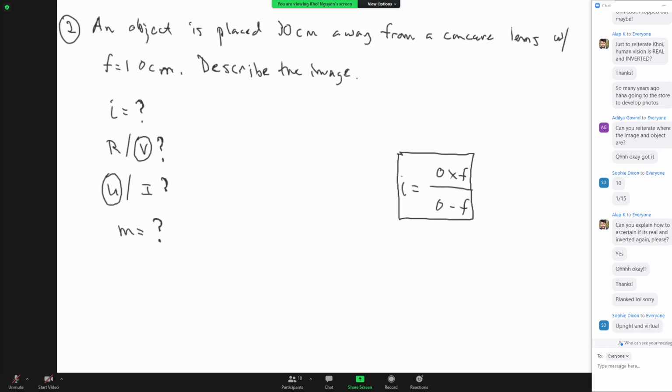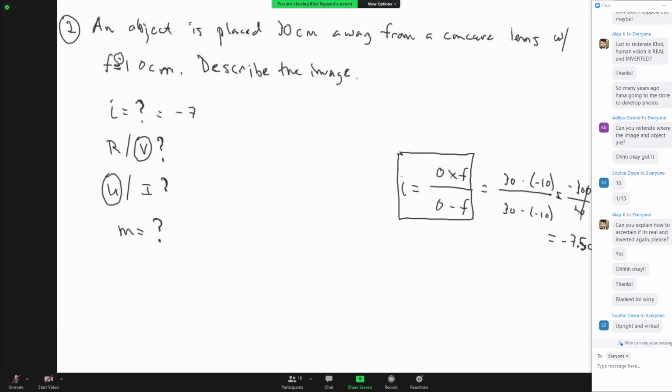Okay, so let's make sure the math matches. So focal length is actually a negative 10. They won't tell you that, but you need to remember that, okay? So the image distance is 30 times a negative 10 all over 30 minus a negative 10. So negative 300 divided by 40. So 30 divided by 4 is 7.5. So negative 7.5 centimeters.